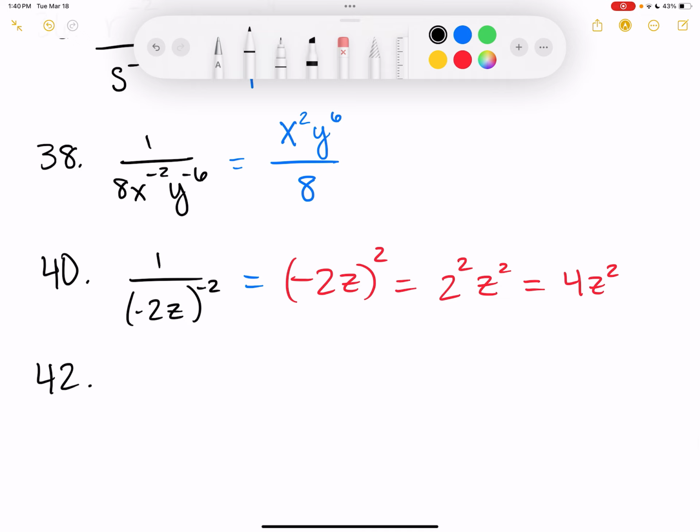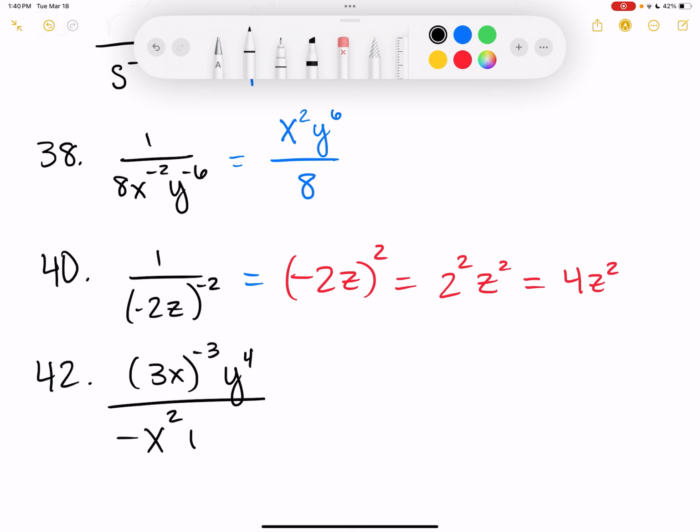42. 3x all raised to the negative 3, y to the 4th over negative x squared, y to the negative 6. Notice on here that negative's not in parentheses. That's going to make our answer different. Move the 3x down and the Y up.